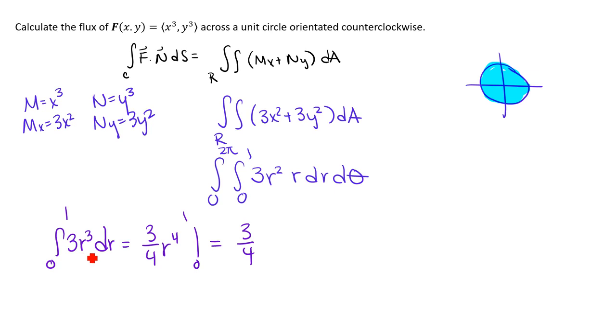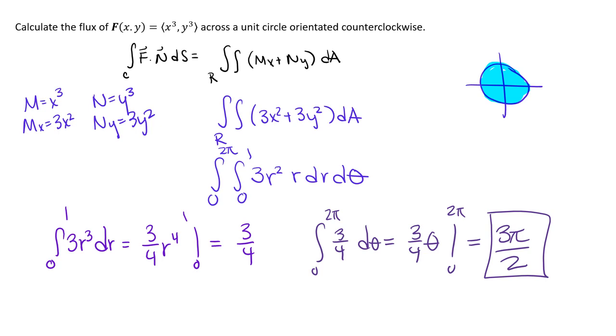All right, so we're going to integrate 3r to the third with respect to r. I get 3r to the fourth over 4. Plug in my bounds of integration, 3/4. Take 3/4, integrate that with respect to theta, plug in my bounds of integration, and I get 6 pi over 4 or 3 pi over 2, and that is my final answer. That is the flux across that unit circle.